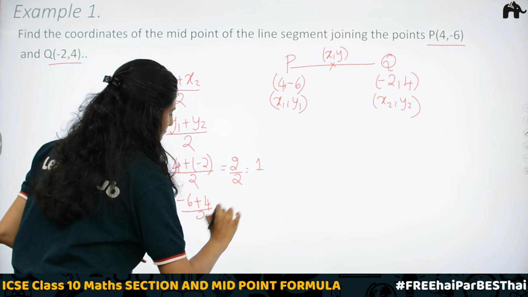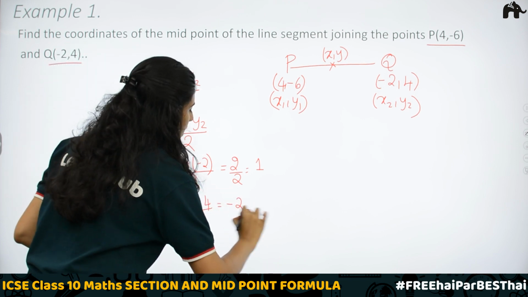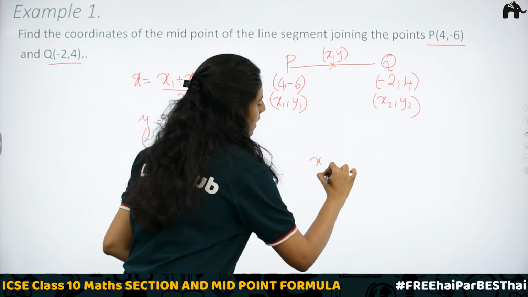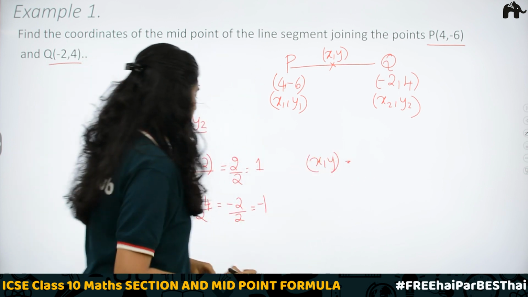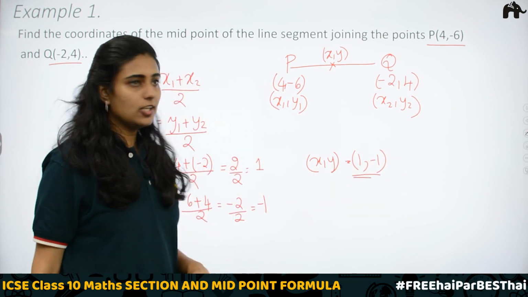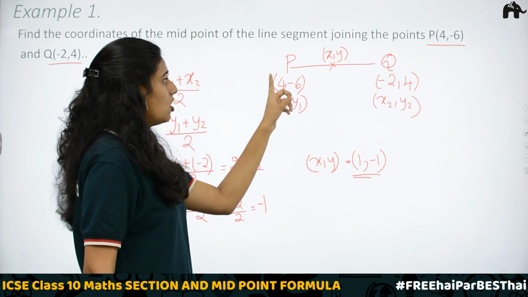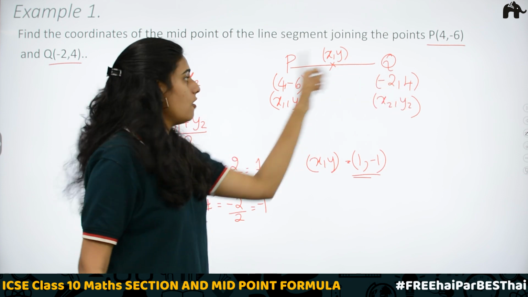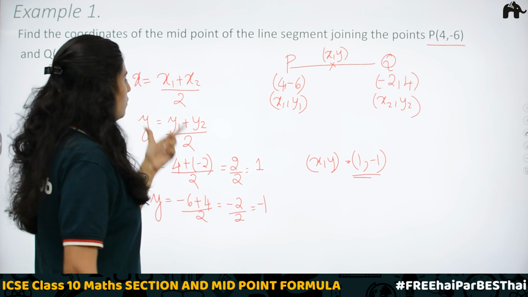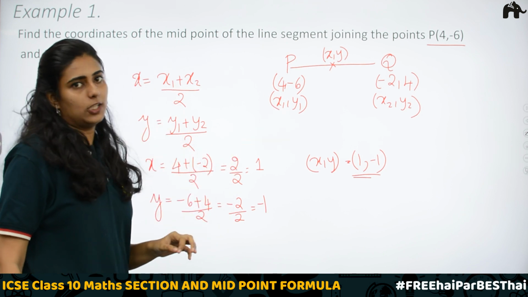4 divided by 2, which is equal to minus 6 plus 4 is minus 2 divided by 2, equal to minus 1. Then the coordinates x, y of the midpoint are 1, minus 1. Okay, got it? So this point of coordinates 1, minus 1 divides the line joining point P and Q of coordinates 4, minus 6 and minus 2, 4. Just in the midpoint formula, we need to put the values of x1, y1 and x2, y2.